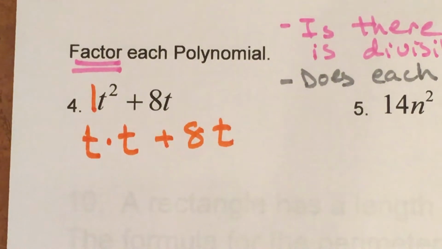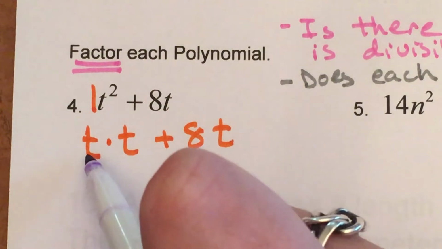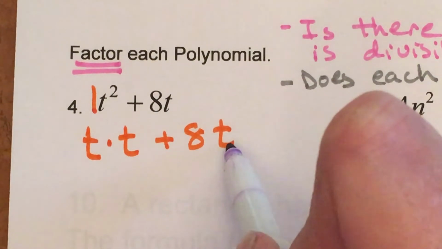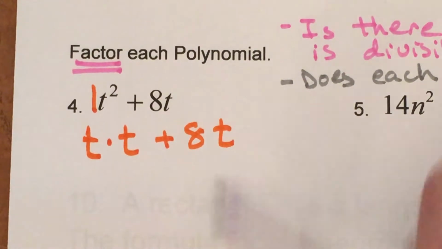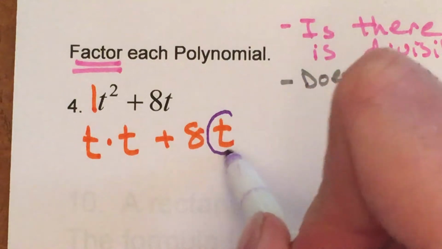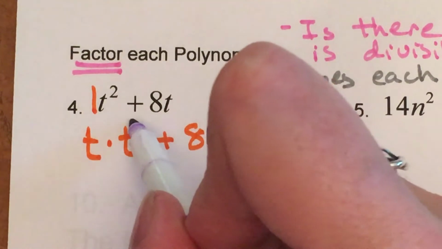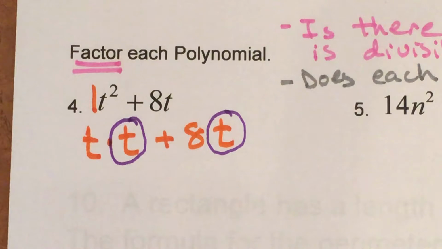So I want to take what both terms have in common. This has 2 t's, but that only has 1. And I'm taking the exact same from both of them. So since I can only take 1 t from the second term, then I'm just going to take 1 t from the first term. That is what they have in common.